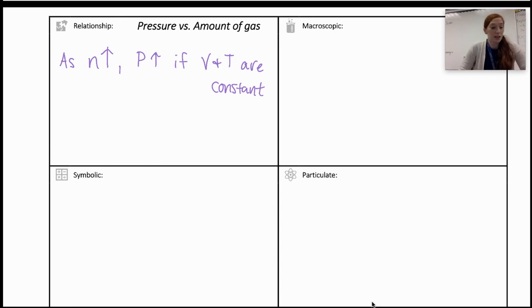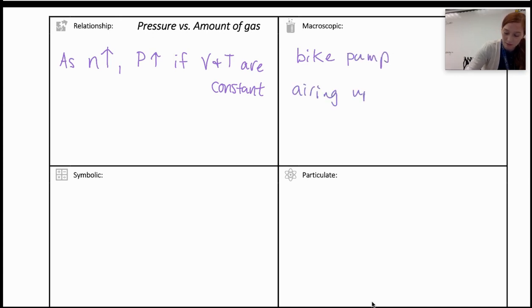Okay, let's take a look at the macroscopic example. This could be seen with air blowing something up, right? A ball, a tire, a balloon. I guess a balloon isn't a very good example because the volume will change, so don't use a balloon. But maybe we use the bike pump example from our lab. Like I said, airing up a tire or a ball. Okay, but we see a different relationship here.